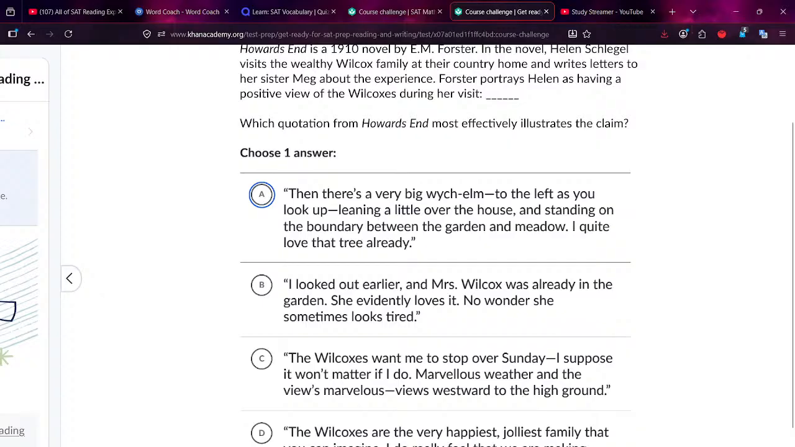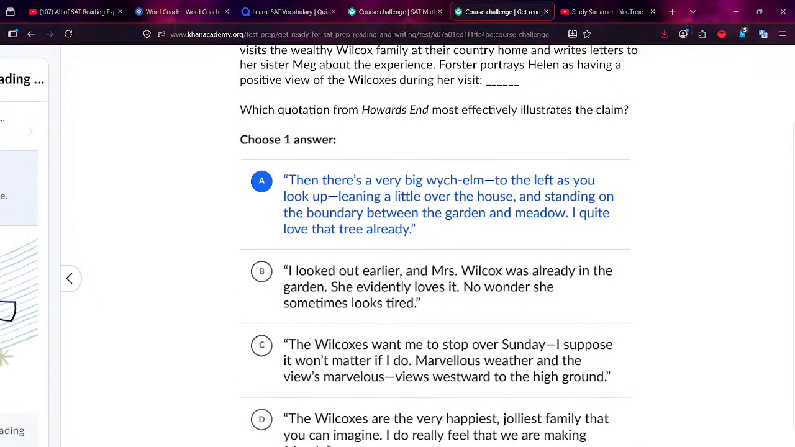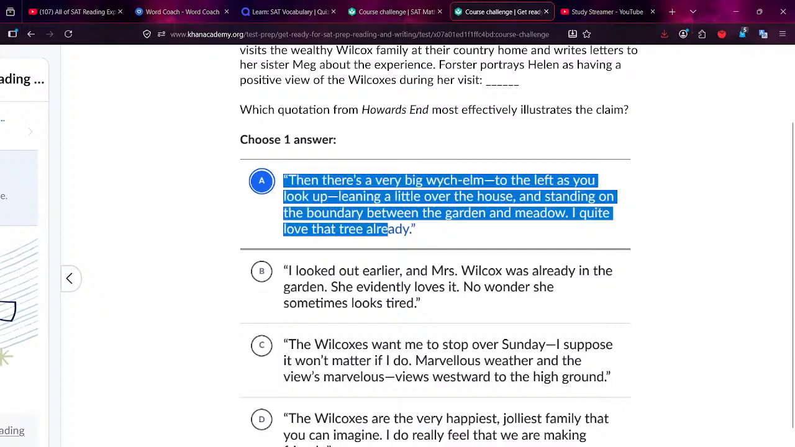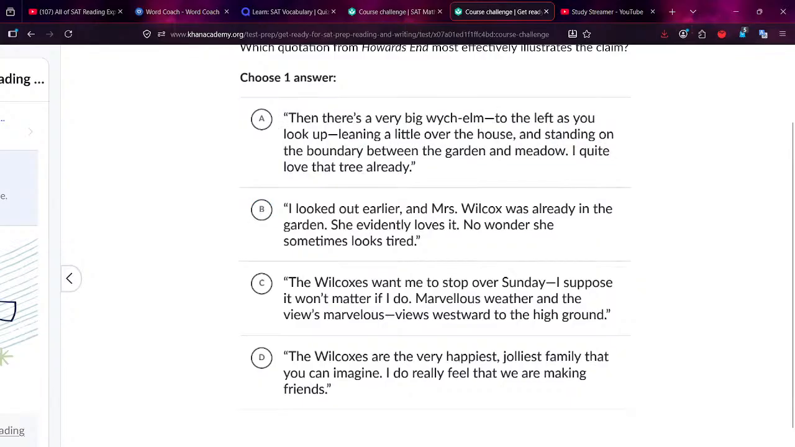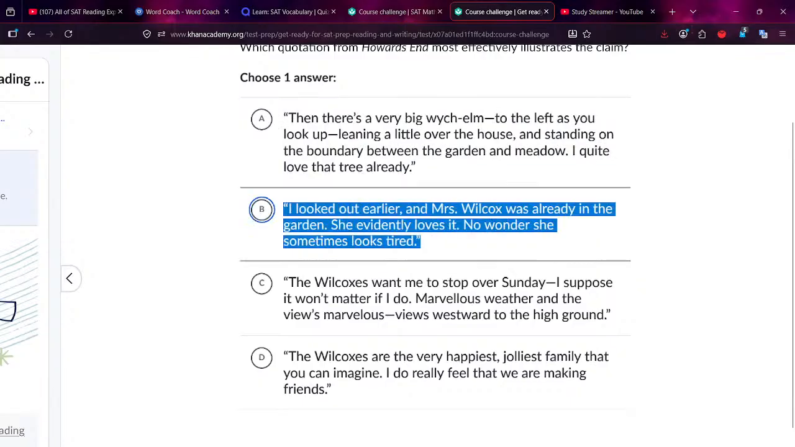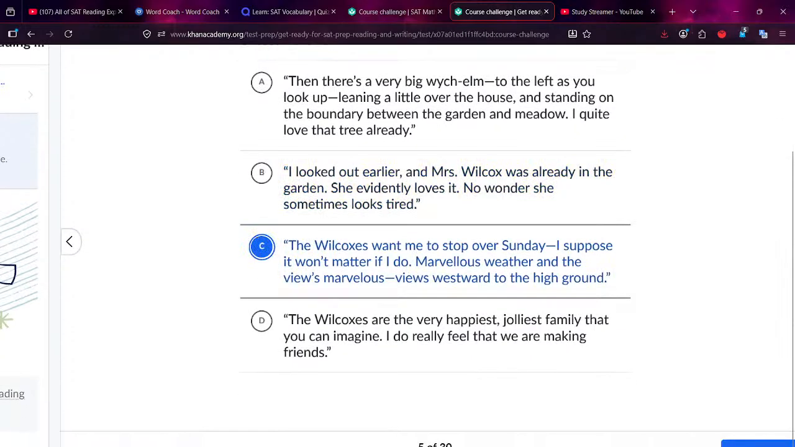Yeah, that makes sense. Positive view of them. Well, this doesn't make sense because it's not a positive view of them, it's a positive view of that tree. And this is specifically one person in that family, so it doesn't completely make sense. Not the best thing. And in the SAT, if you have an answer that's not the best, that's just a distraction.